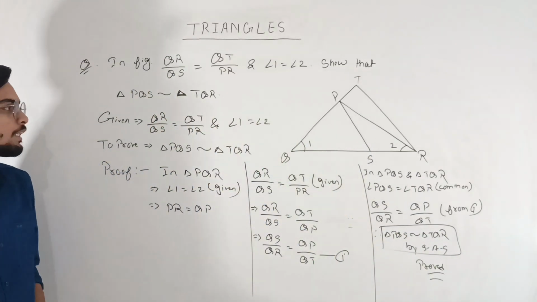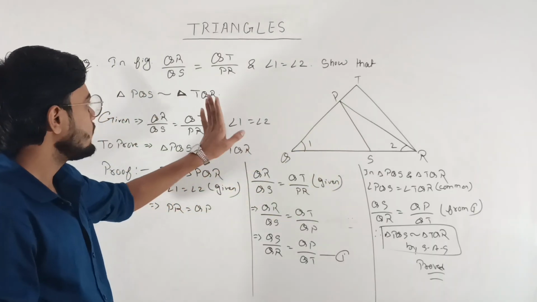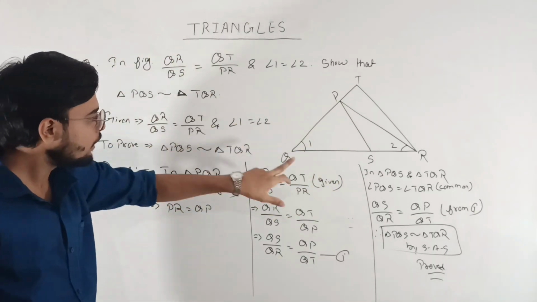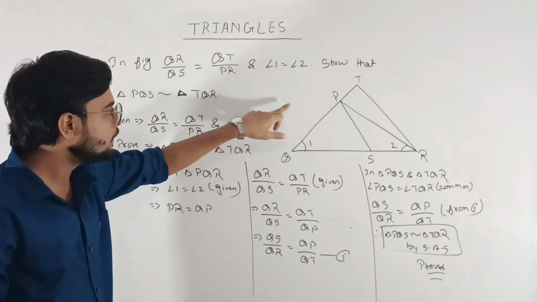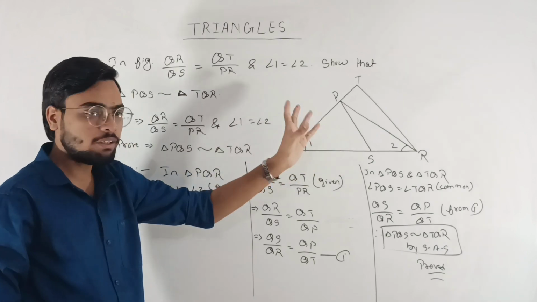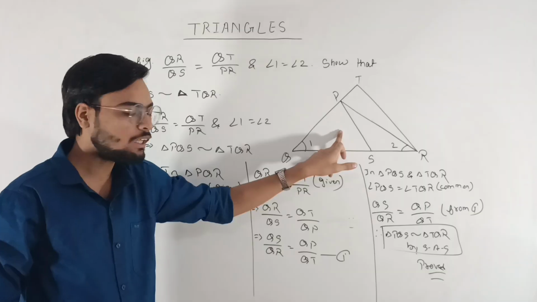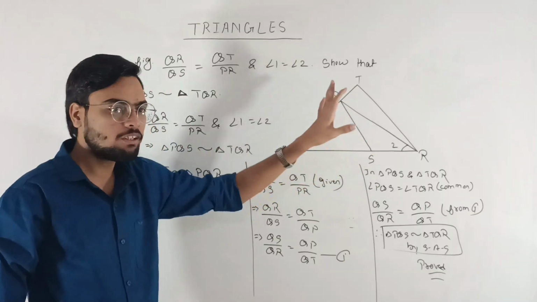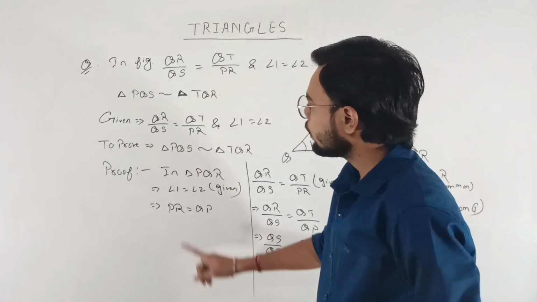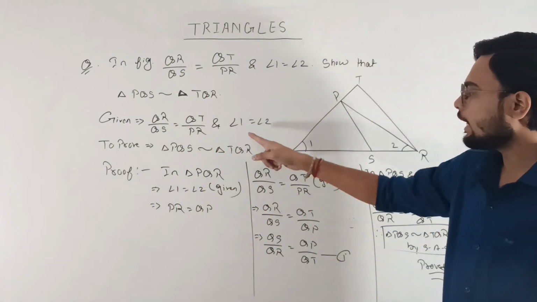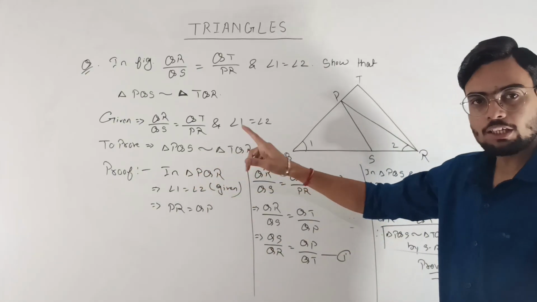Let's see one more time. What is the given? We have triangle PQS. In this triangle, QR upon QS is equal to QT upon PR, and angle 1 is equal to angle 2 are given. Then we have to prove that triangle PQS and triangle PQR, bigger one, are similar. So first I write what is given. Given is QR upon QS equals QT upon PR, and angle 1 is equal to angle 2. Then what we have to prove? Triangle PQS is similar to triangle PQR.